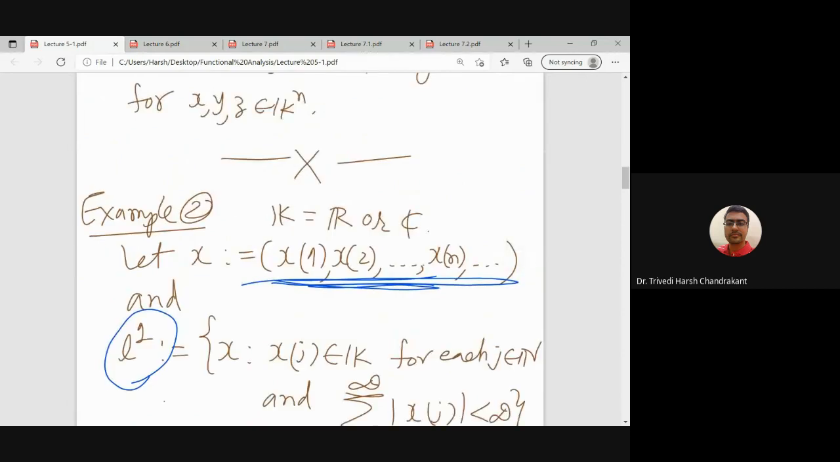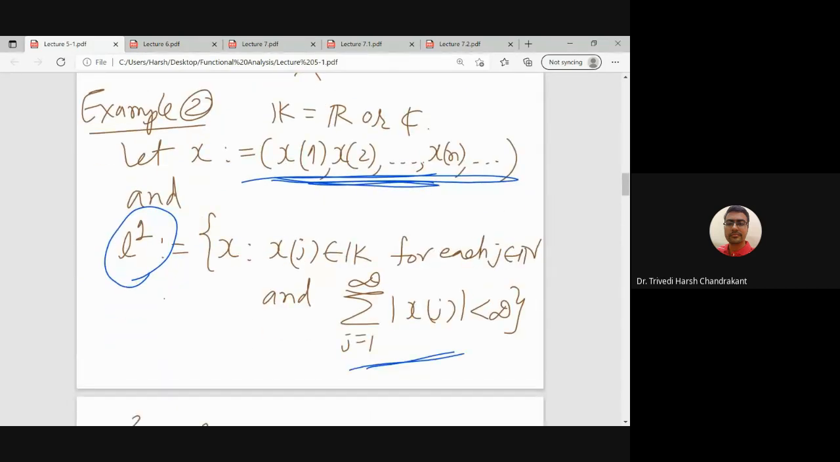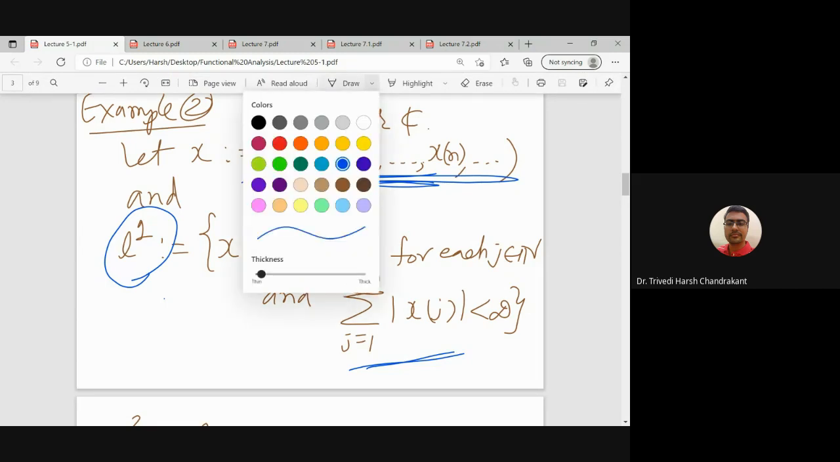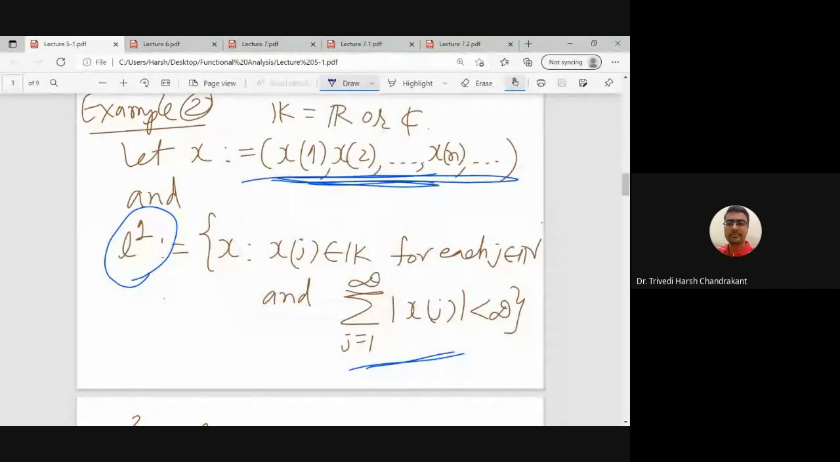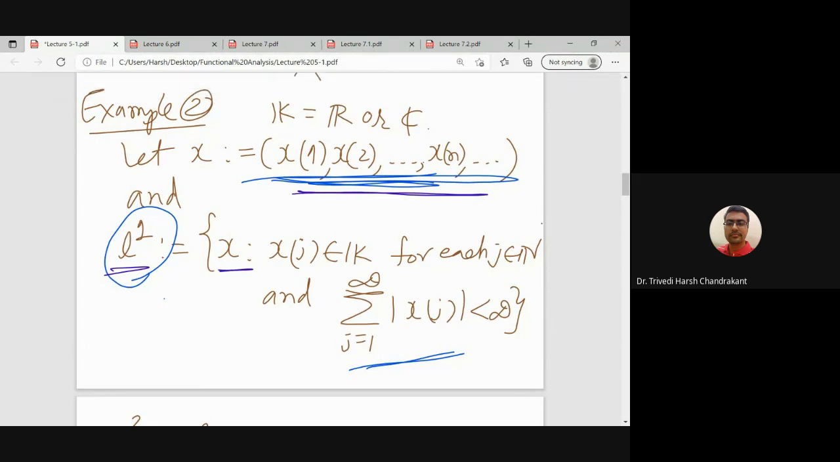This example is regarding the L1, which is a vector space, that is a space of all sequences. So what is L1? L1 contains the elements which are actually sequences. Sequence means we can consider it as a function. So x is a function from natural numbers to real numbers, or the codomain can be C depending on what we are taking. So that means x1, x2, xn, and so on.